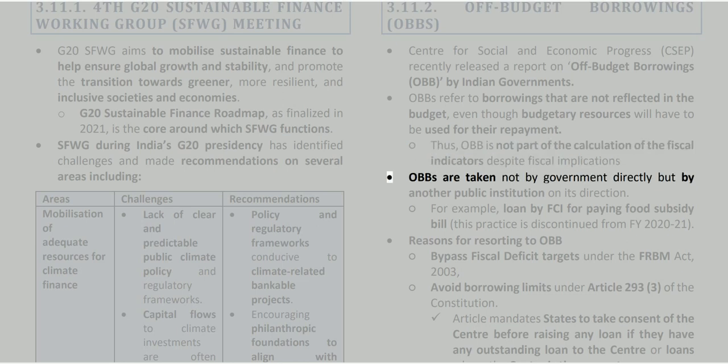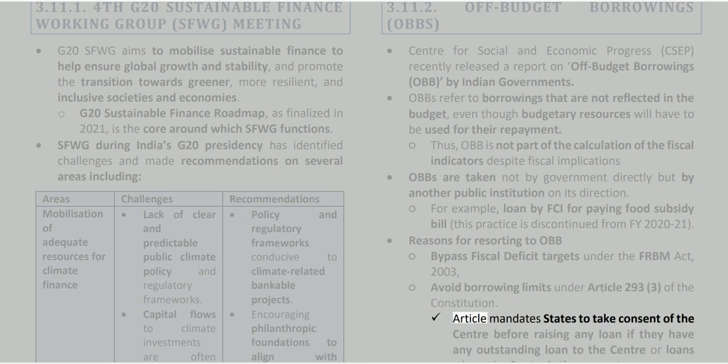OBBs are taken not by government directly but by another public institution on its direction. For example, loan by FCI for paying food subsidy bill; this practice is discontinued from FY 2020 to 21. Reasons for resorting to OBB: bypass fiscal deficit targets under the FRBM Act, 2003, avoid borrowing limits under Article 293(3) of the Constitution.